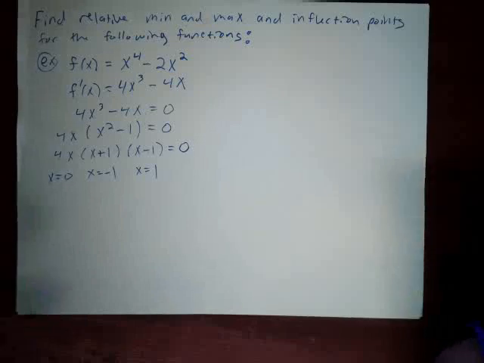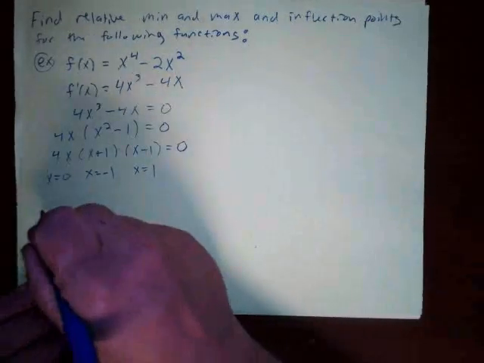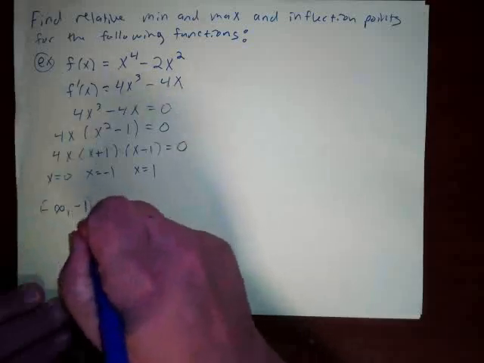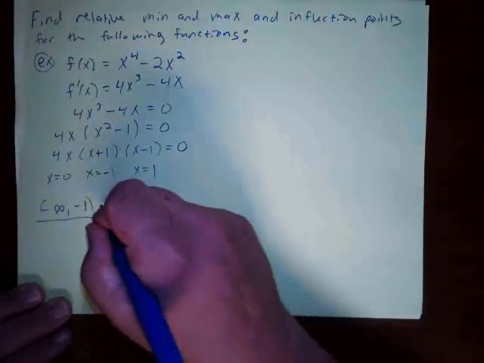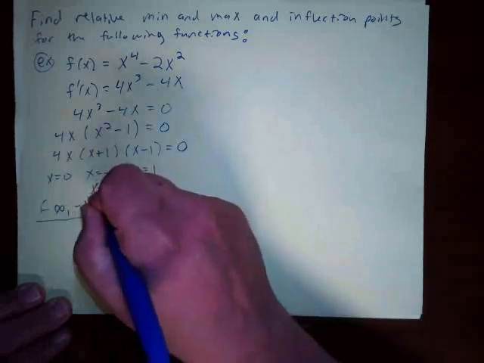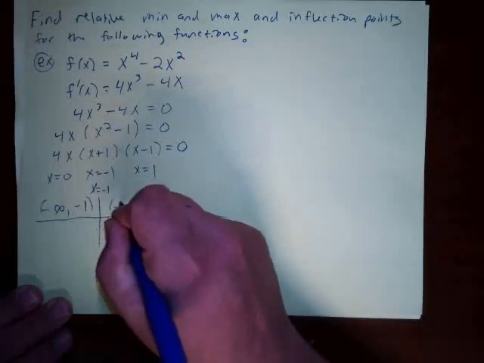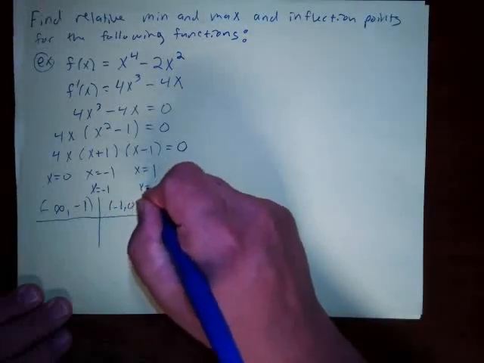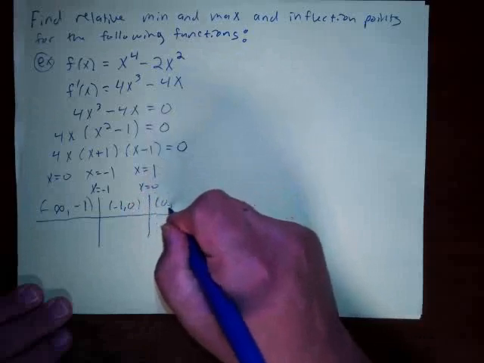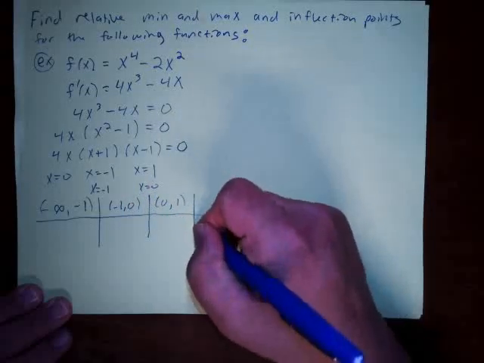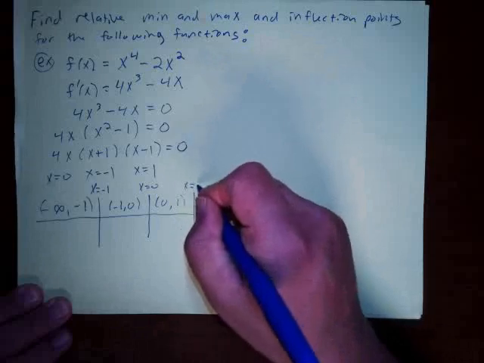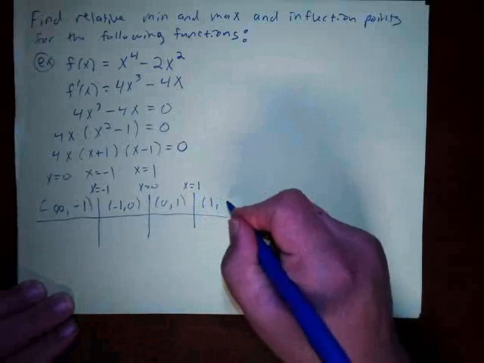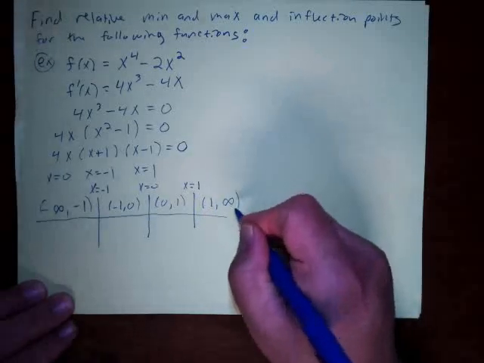Now I'm going to set up the table. It'll be negative infinity to negative 1, that open interval, and this is for the critical point x equals negative 1. Then negative 1 to 0, and that's for the critical point 0. Then 0 to positive 1, for the critical point 1, and 1 to infinity.